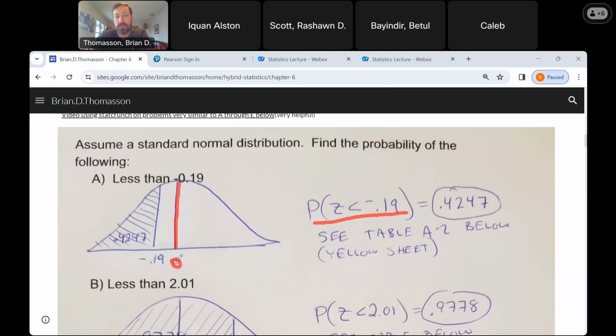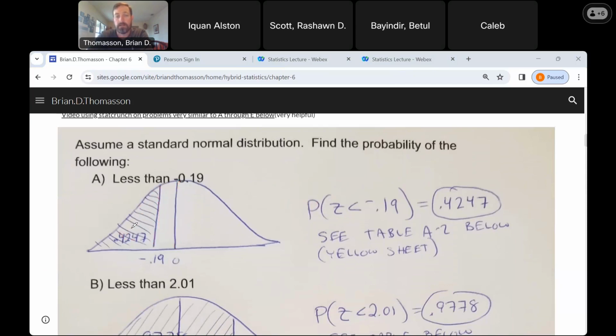Anytime we have a positive z value, it's going to be to the right. Anytime we have a negative z value, it's going to be to the left. So this negative 0.19 is to the left. That's where this line comes from here. And we want to find less than, so we have it shaded to the left side.